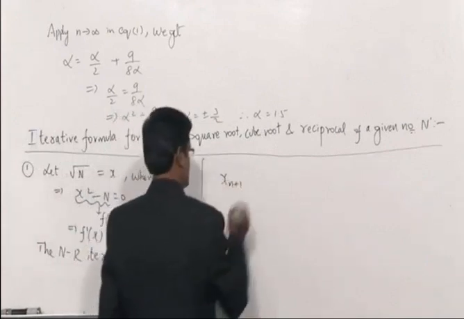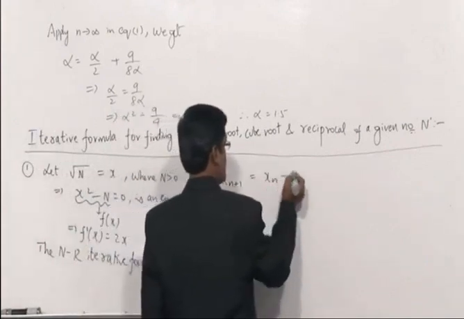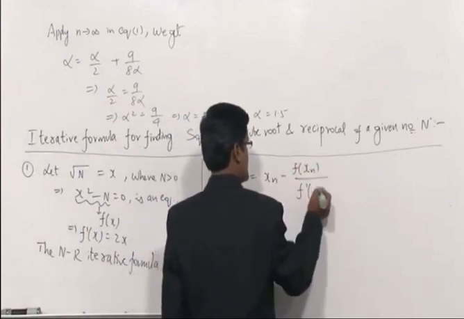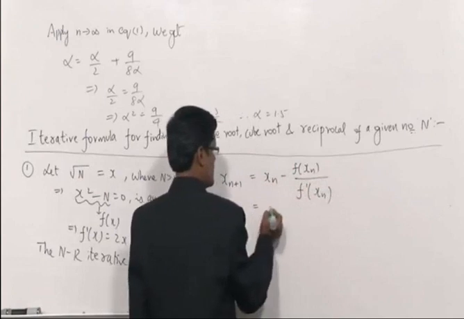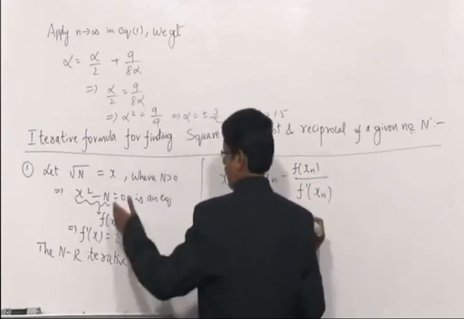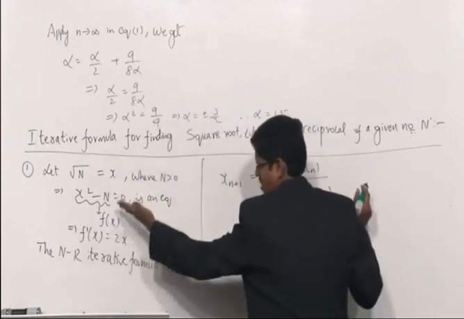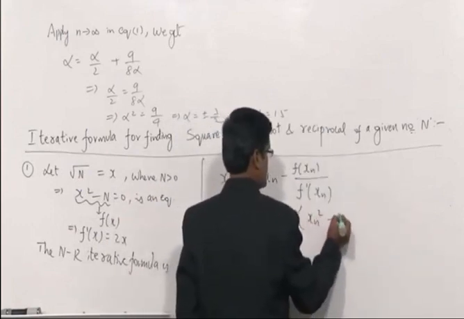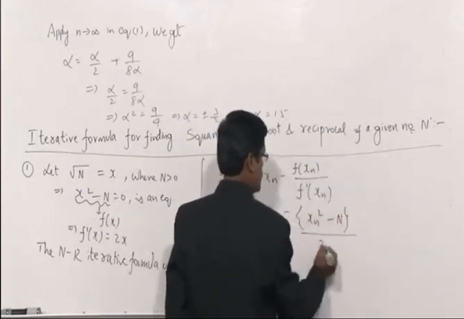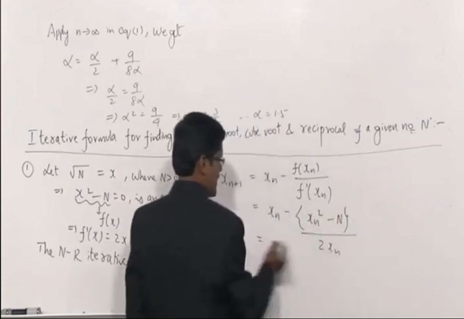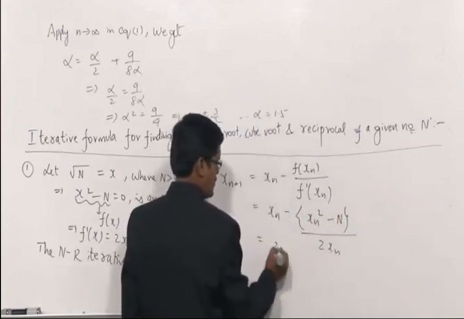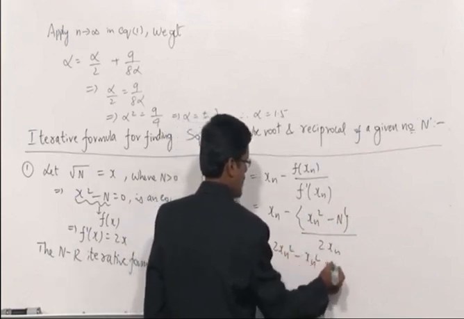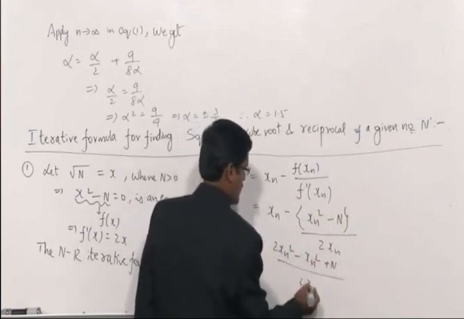Xn plus 1 is equal to xn minus f(xn) divided by f dash (xn). What is xn? We don't know. What is f(xn), f dash (xn)? In f(x), f dash (x), substitute x is equal to xn. This gives (xn square minus capital N) divided by 2xn. Taking LCM, 2xn and xn, (2xn square minus xn square plus capital N) divided by 2xn.